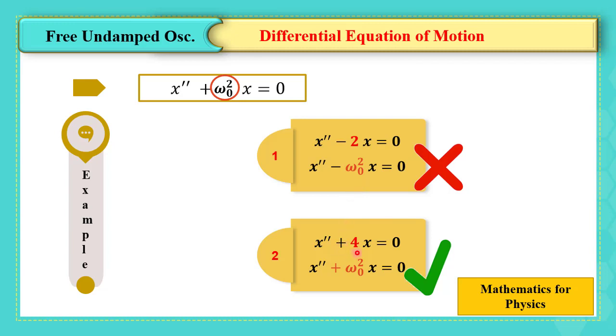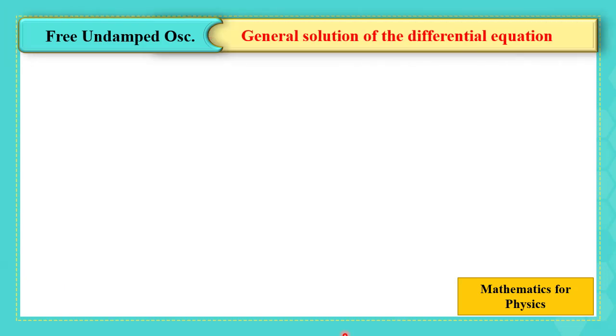Second example, x double prime plus 4x equals 0. Plus 4 is plus omega 0 squared in our situation, so it is a positive coefficient for x, then this is the case that we are going to study.